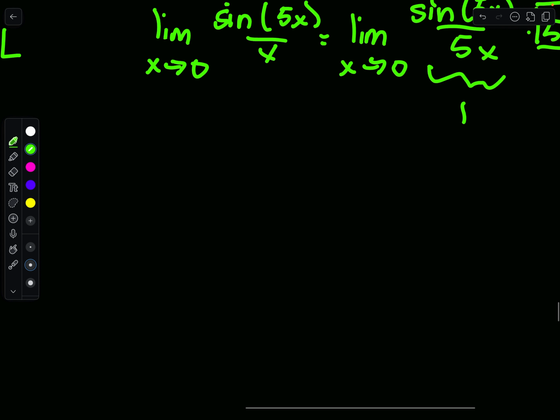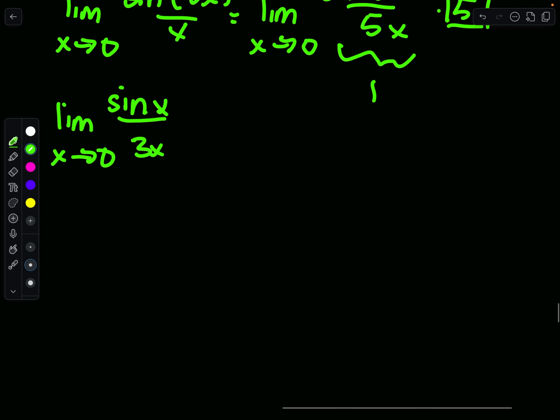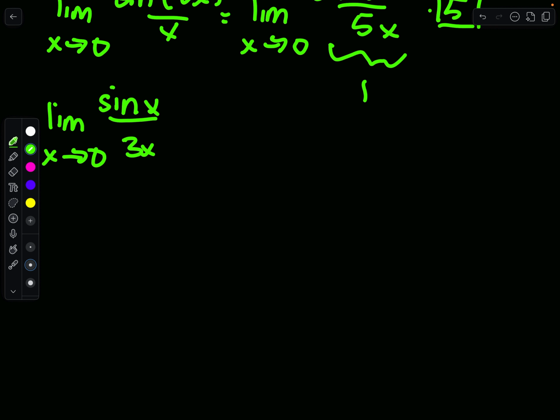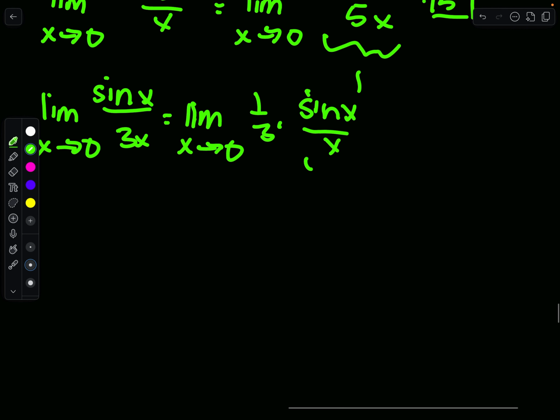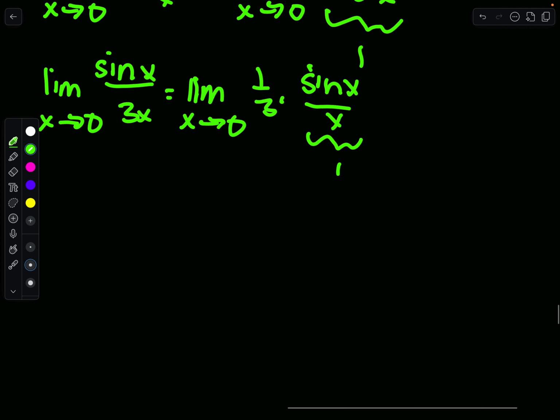Now example 2, we can say that the limit as x goes to 0 of sine x over 3x. We can rewrite this as the limit as x goes to 0 of 1/3 times sine x over x. This will just go to 1, so then we are left with 1/3.